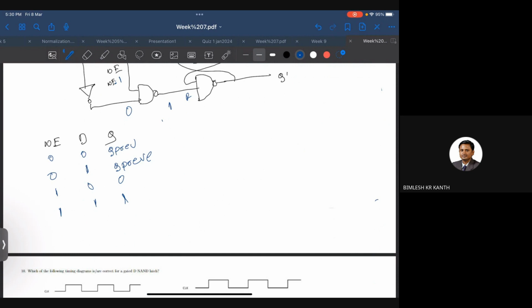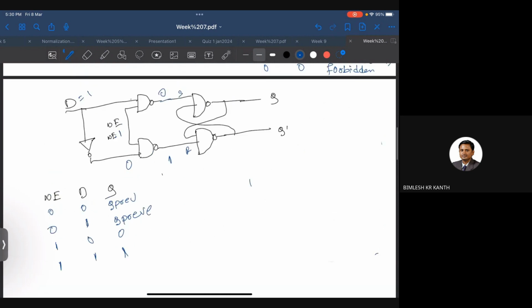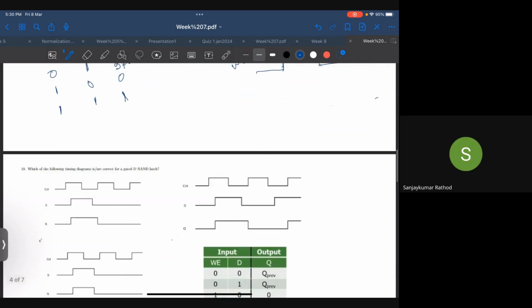And these are level sensitive. What do you mean by level sensitive? When W equal to 1, the value will change; when W equal to 0, it holds. This is level sensitive. Up to that is clear for everyone? Yes, sir. Okay, now let's solve this timing diagram.